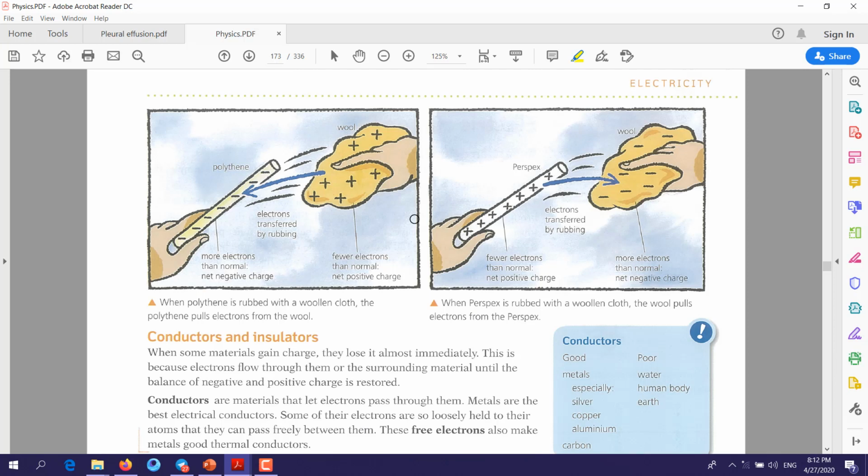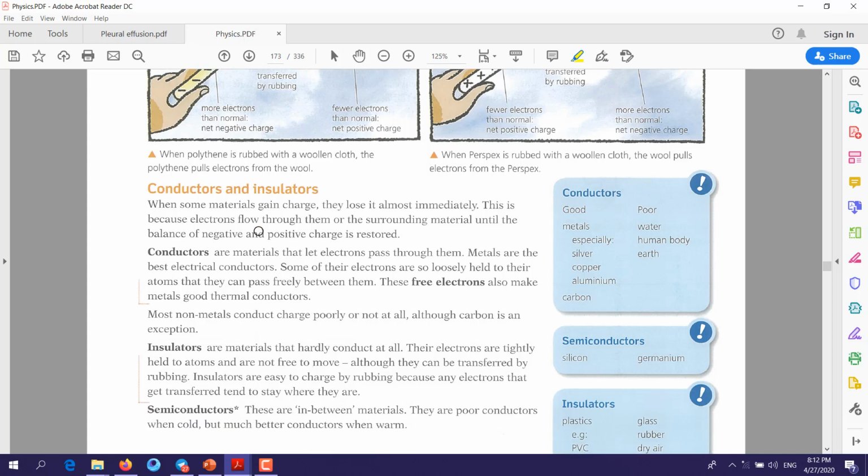Here, as you can see, we have an example of polythene and perspex, and what happens when you rub them with a cloth. At the end they will be charged. What happened? If you follow the arrows, you can see how the electrons are moving in different directions. Here it was from perspex to the wool, but here it's the opposite, from wool to the polythene.